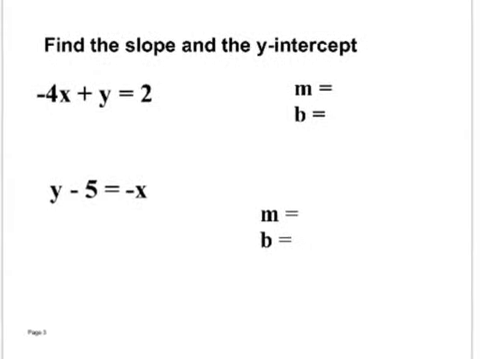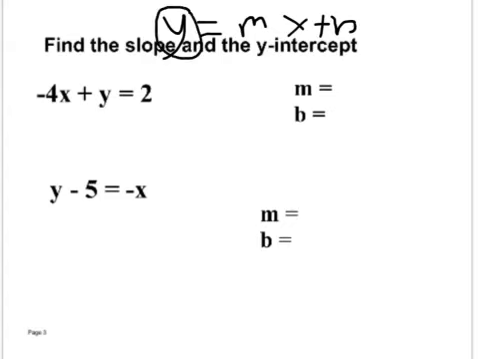All right, write these two down. Sometimes they won't be in slope-intercept form. They'll be in a different form. The first one is what we call standard form. We need to make them into slope-intercept form. Find the slope and y-intercept. Like I said, these are not in slope-intercept form. Slope-intercept form is y equals mx plus b. What this means is I need to get y by itself.